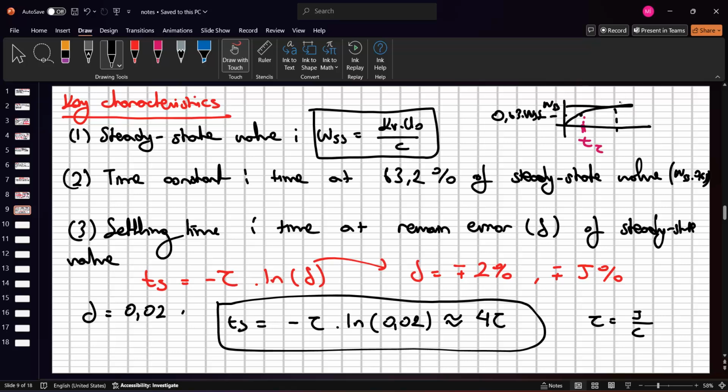And so this could be the 2% error at the end of this graph, and so we can assign these values easily. We can identify the system parameters. And so how can we do that?